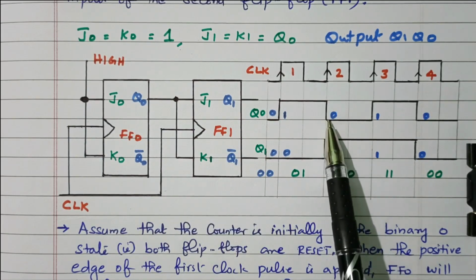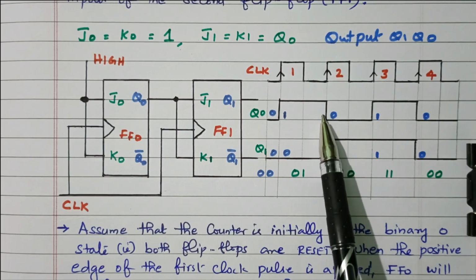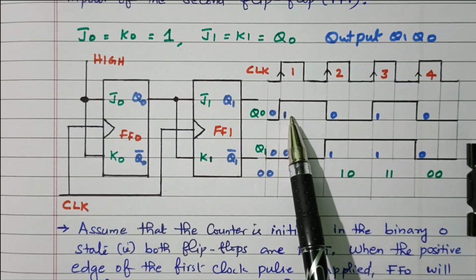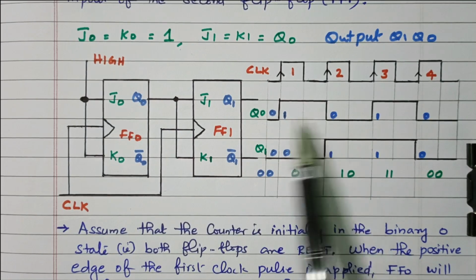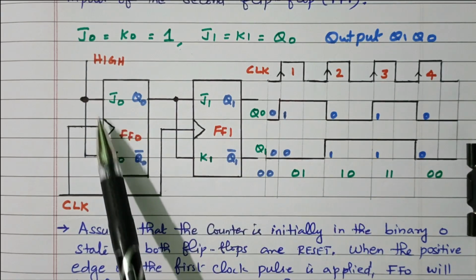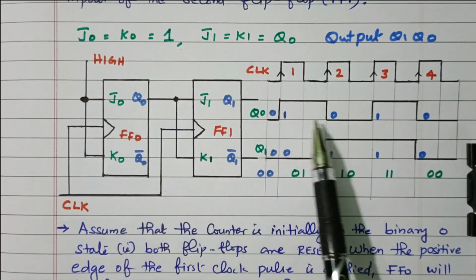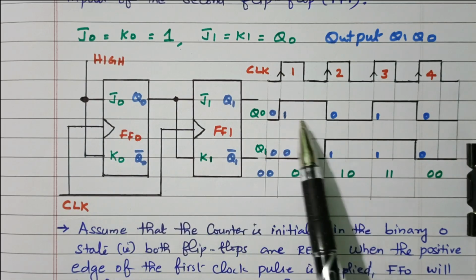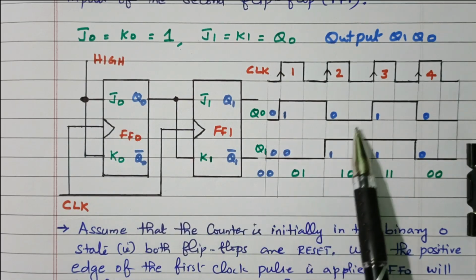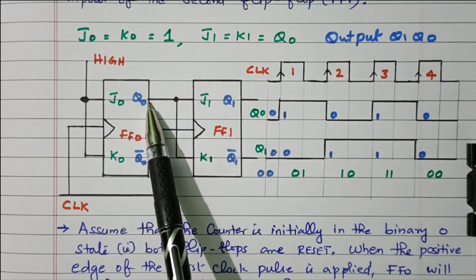Now the next pulse is available. When the next pulse is applied, what happens? Again this flip-flop will toggle, because the input of the first flip-flop is always 1. So it will toggle from 1 to 0. Output is low.